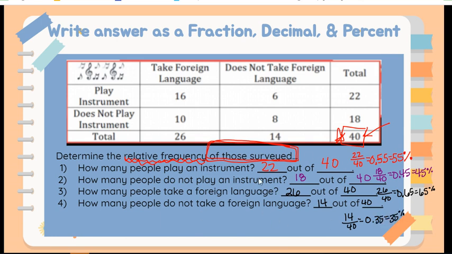So that's how you get your percentages. And all of these were of those surveyed. That was at the very beginning of my directions: determine the relative frequency of those surveyed. And then they gave us different things they wanted to find out of those surveyed. Okay? Let's look at some different ones with combinations.